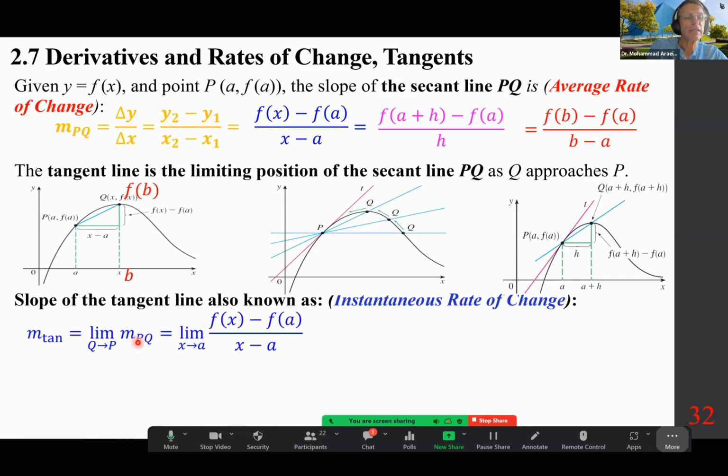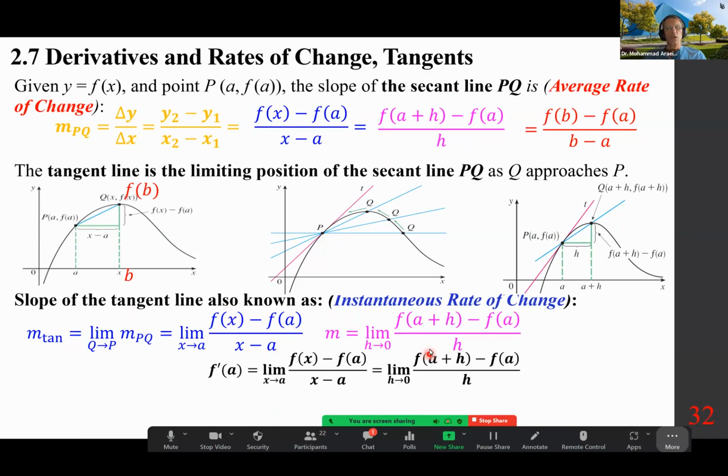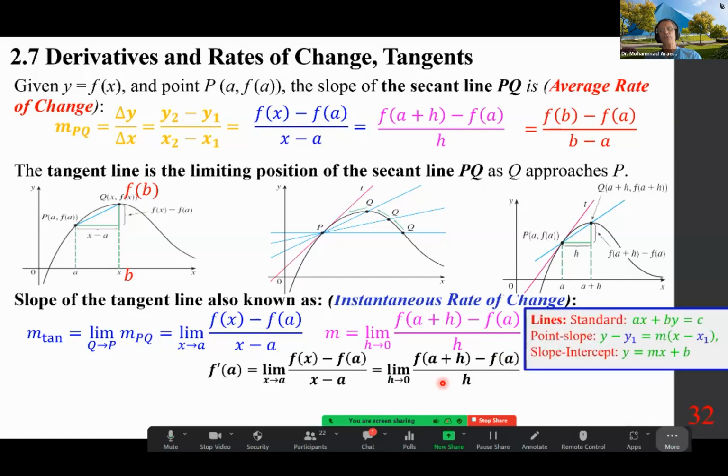Now, slope of a tangent line, also known as instantaneous rate of change. M of tangent line is the limit of M of PQ as Q approaches P. Or if you look at this one, as x approaches a. Or if you look at this one, as h approaches 0. Normally, these are the two definitions we use. So f prime of a is the limit of f of x minus f of a over x minus a as x approaches a, or the limit of f of a plus h minus f of a over h as h approaches 0. That represents the slope for a specific point.